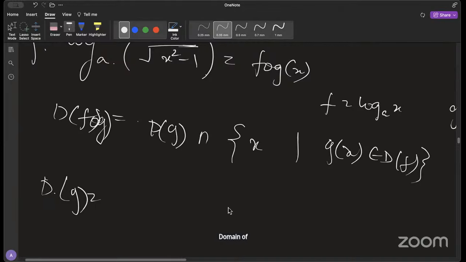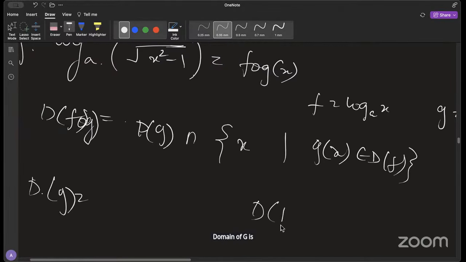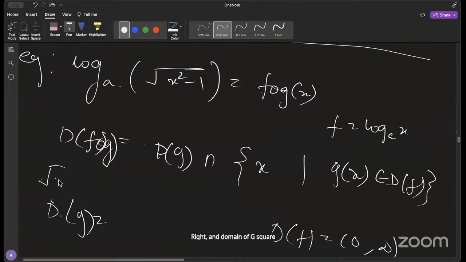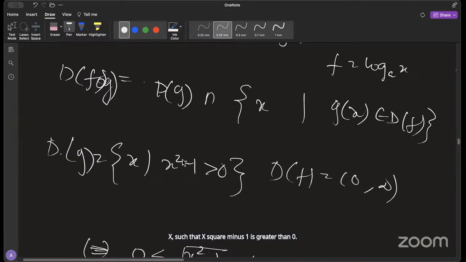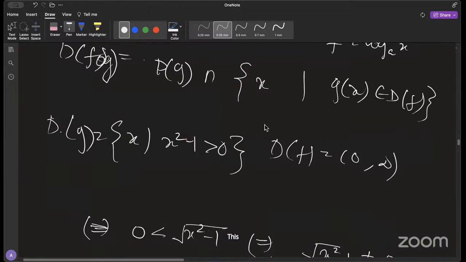Domain of g, let's come to that one later. Domain of f is 0 to infinity, right? And g is square root of x square minus 1. So the domain is basically when x square, yeah, we left this part, right? So it should be x such that x square minus 1 is greater than 0. This means x such that x square is greater than 1.